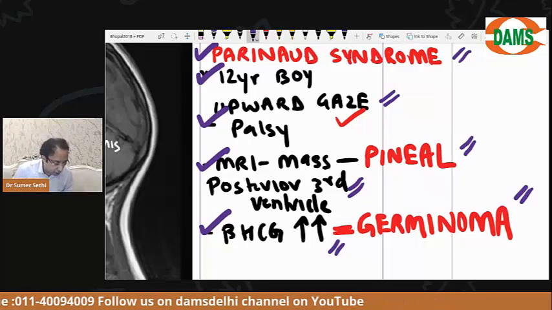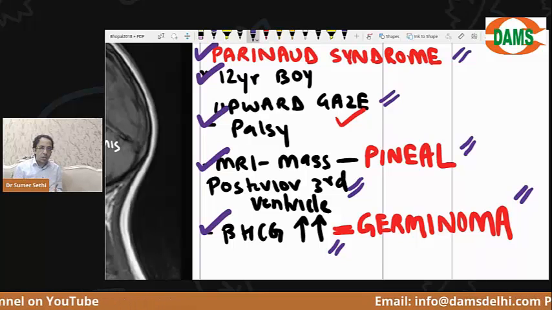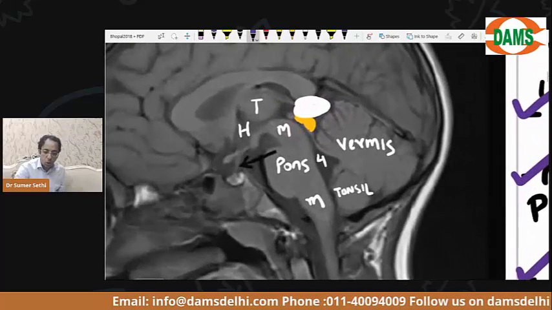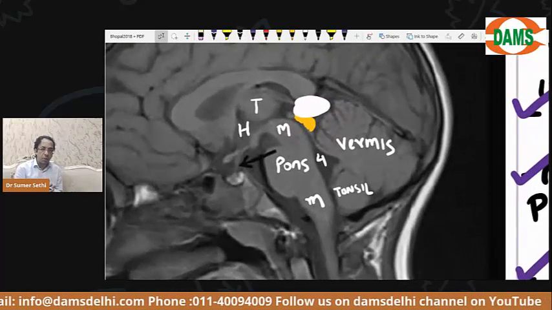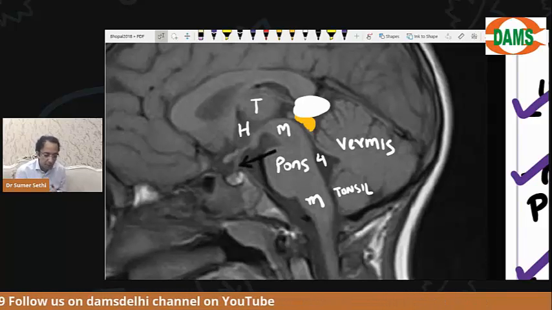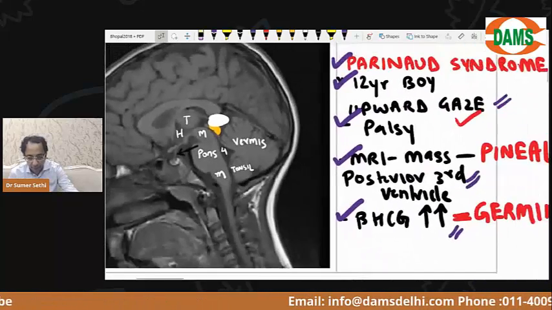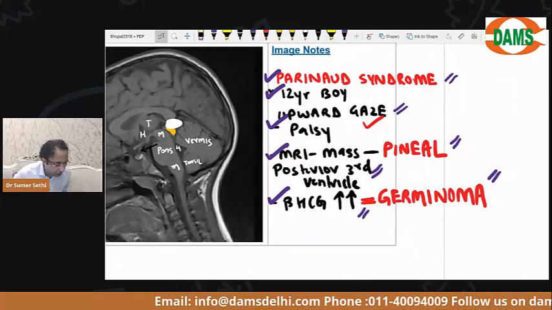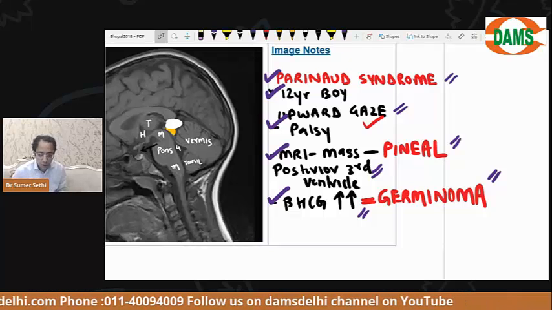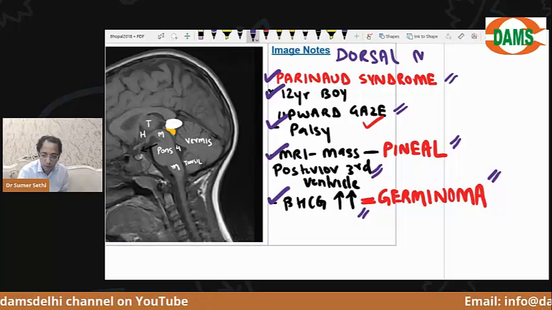Everybody understands how we deal with such questions? This is an integrated example of an ophthalmology question where the basis lies in our brain anatomy. Pineal is closely related to the dorsal part of the midbrain. So when there is a pineal tumor, the dorsal part of the midbrain is compressed, especially the superior colliculi. Should I repeat, children, or are you able to understand? Okay, I can see most of you are able to follow my point. Parinaud syndrome is also called the dorsal midbrain syndrome.